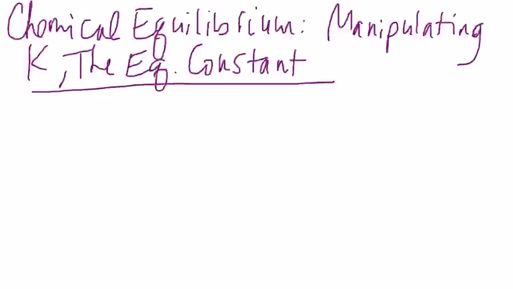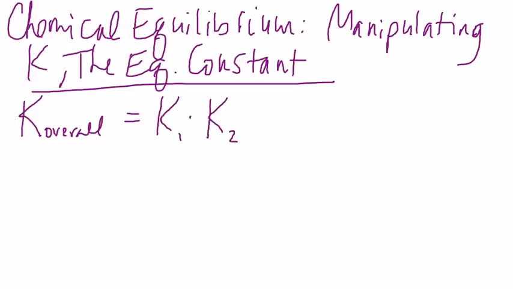Hey guys, this video is about the different things you can do to manipulate K, the rate constant, and the different scenarios you might want to do that in. One concept that you need to understand is that the overall equilibrium constant for a series of chemical reactions added together is the product of all of their K's.